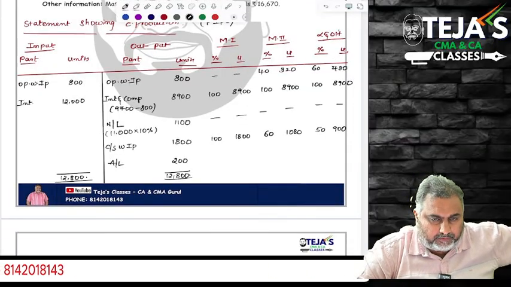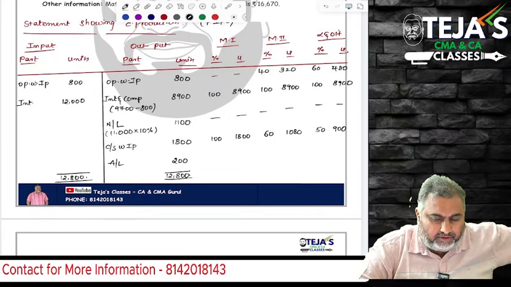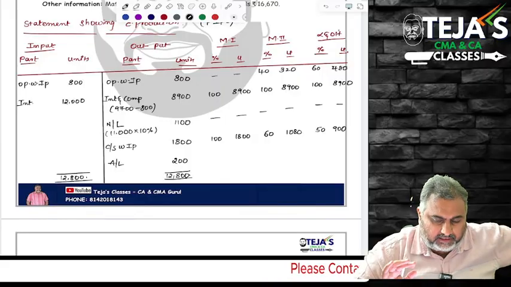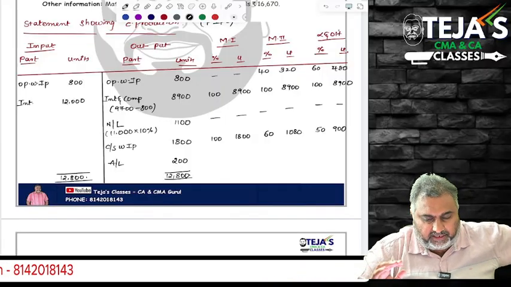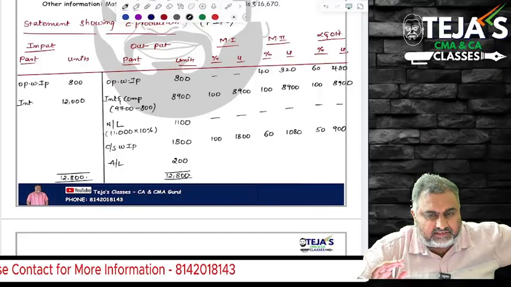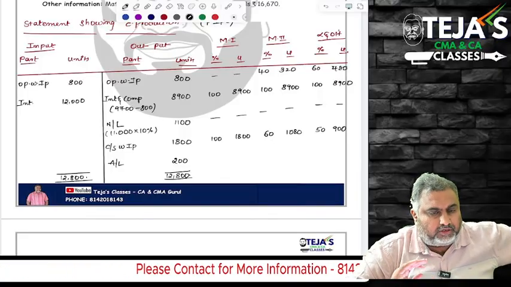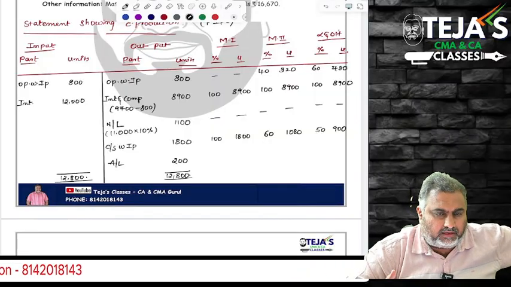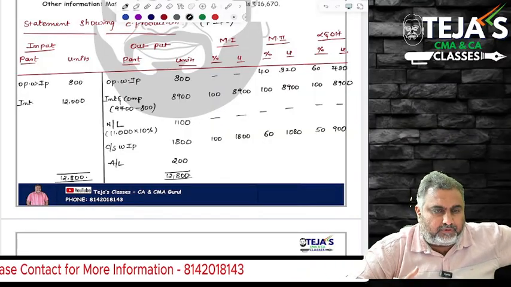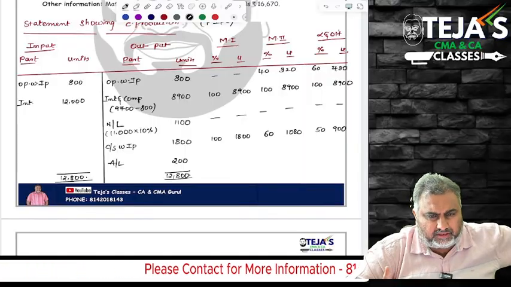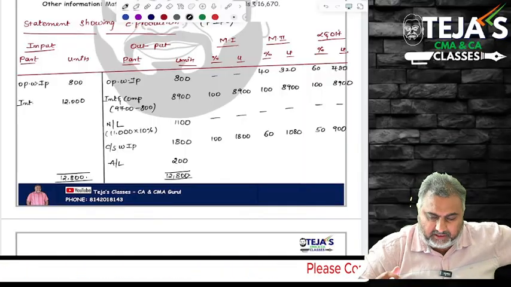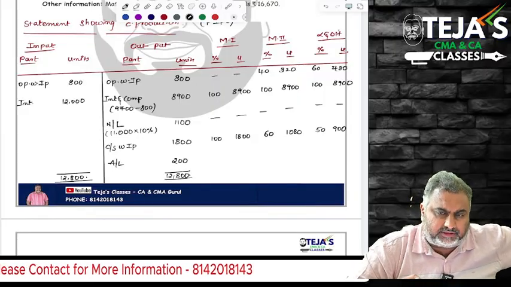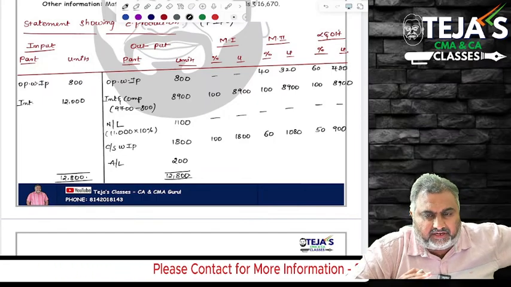What is the total of input? 12,800. Add your output units: 800 plus 8,900 plus 1100 plus 1800. Combiningly what you are getting? 12,600. But what is the input you have? 12,800. So balance 200 will be considered as what? Abnormal loss. We already know normal output is less than the actual output, then automatically you will get abnormal loss only. Abnormal loss, normally if no information was provided in the question, means degree of completion we will take 100%.